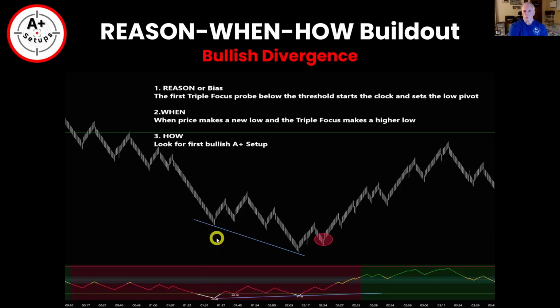Now what we need is when to start looking for a setup. The when starts immediately when we get lower prices and a higher low forming. So that little leg forms that. Now we have layer one and layer two, the reason and when. And then we just wait for the A plus setup.